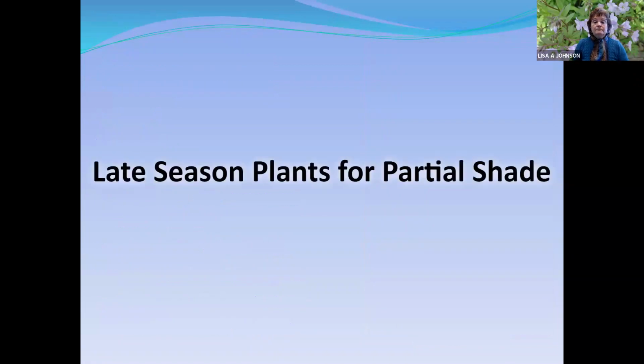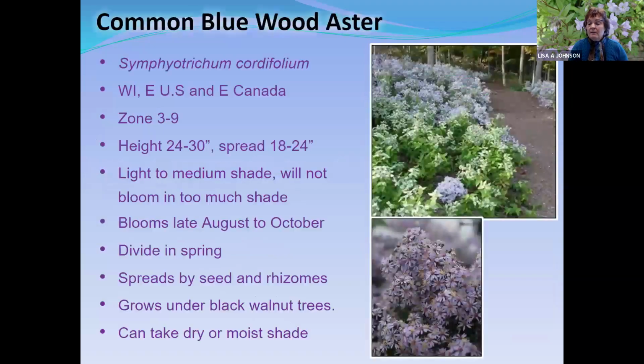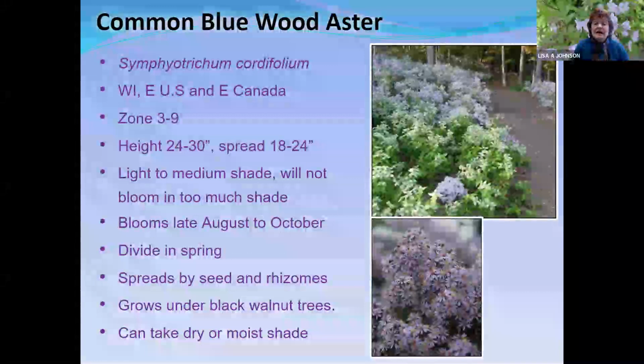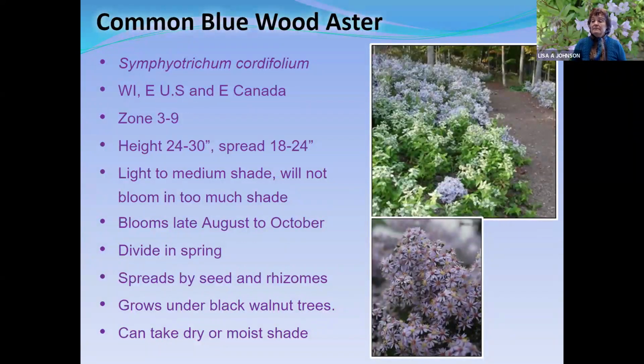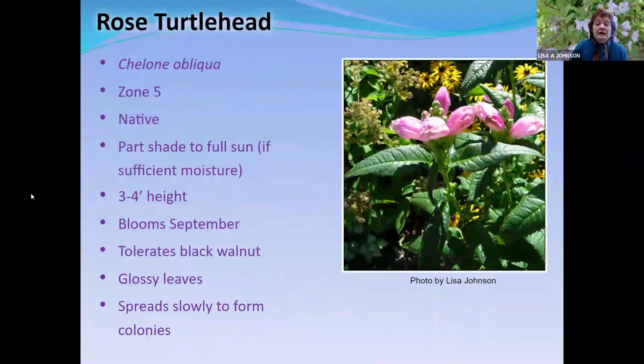Next. All right, late season plants for partial shade. Got those. There are not a whole lot of them, but one of them is the common blue wood aster. This one does go quite late in the season, very graceful looking plant, and it's really nice for those late season pollinators. It is also one that is kind of that middle height. And you can go to the next slide.